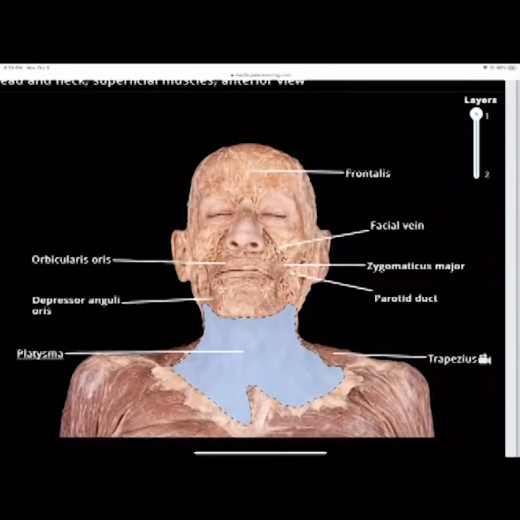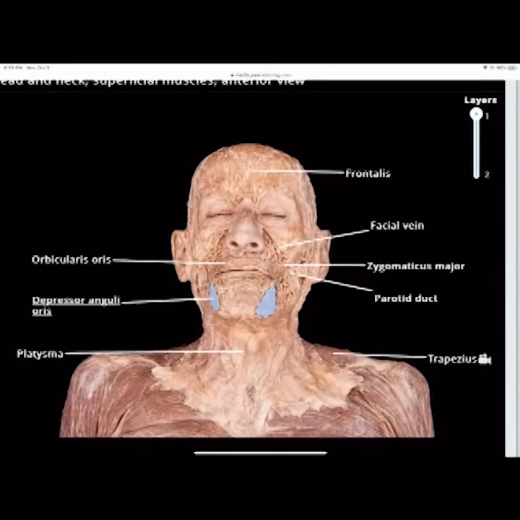Depressor anguli oris. Oris is the mouth. Okay, depressor means pull down at an angle. So the depressor anguli oris pulls down the angles of the mouth. And the orbicularis oris, orbicularis means circular. Oris means mouth. Orbicularis oris is the circular muscle around the mouth.